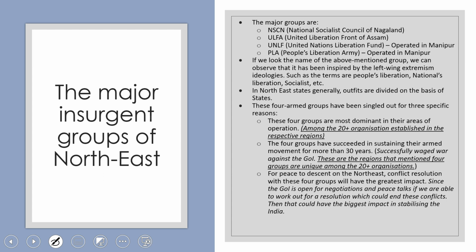So these 4 armed groups have singled out 3 specific regions, where the 4 groups are most dominant in the areas of operation, and 20 plus organizations of them have been established there. The 4 groups have succeeded in sustaining their armed movement for more than 30 years against the government of India. And for peace to descend on the northeast, conflict resolution with these 4 groups will have the greatest impact. The government of India has also opened negotiations with them, peace talks have happened, and if we are able to work out a resolution which could end these conflicts, then we have the biggest impact on stabilizing India.